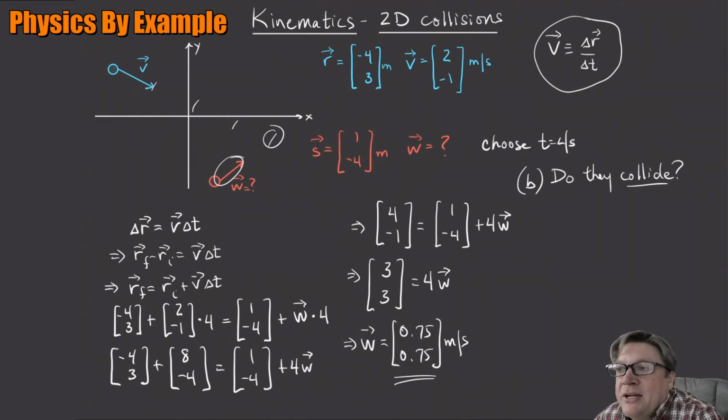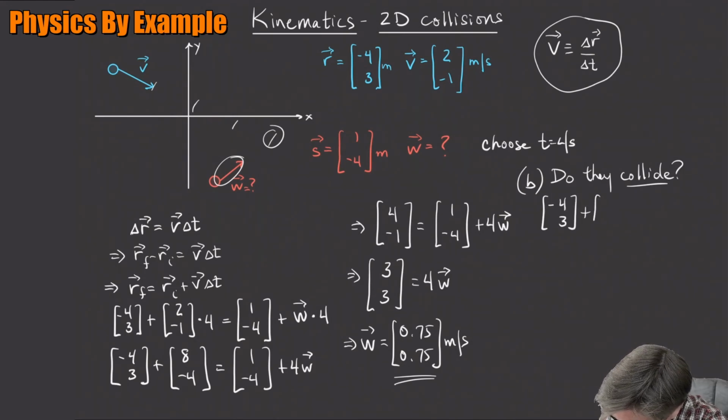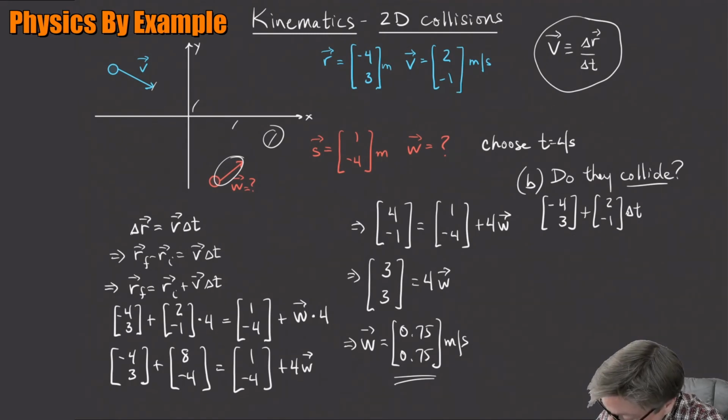So what's the test for collision? The test for collision is, at some time, are they at the same place, right? So let's write that down again. But now maybe you don't know what the time is. You just want to know at some time, are they going to collide? So the test for collision is just going to be making sure that those final positions are the same for each. So you would start out with -4 and 3 plus 2 and -1 times delta t. And that final position has to be equal to this final position.